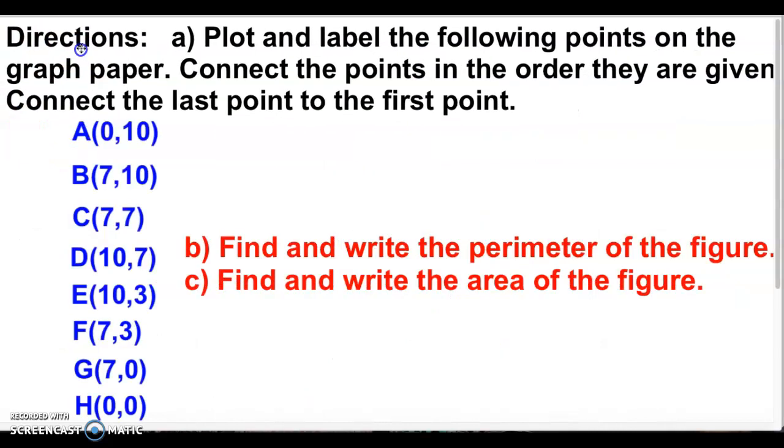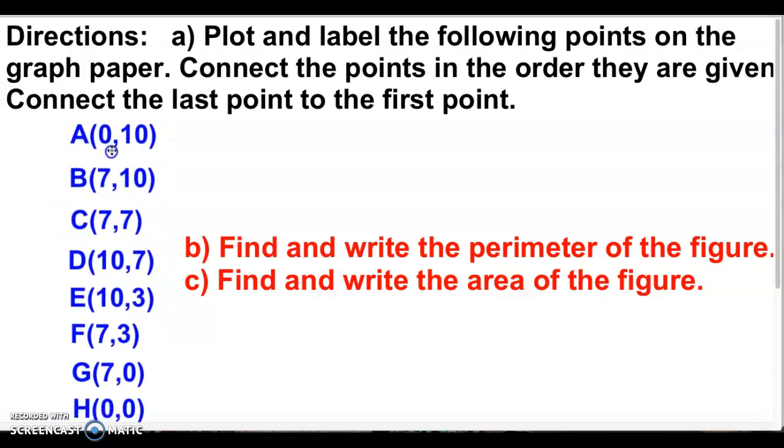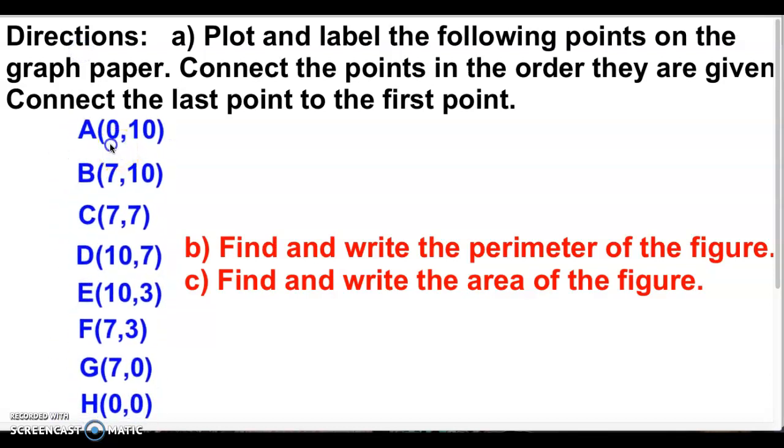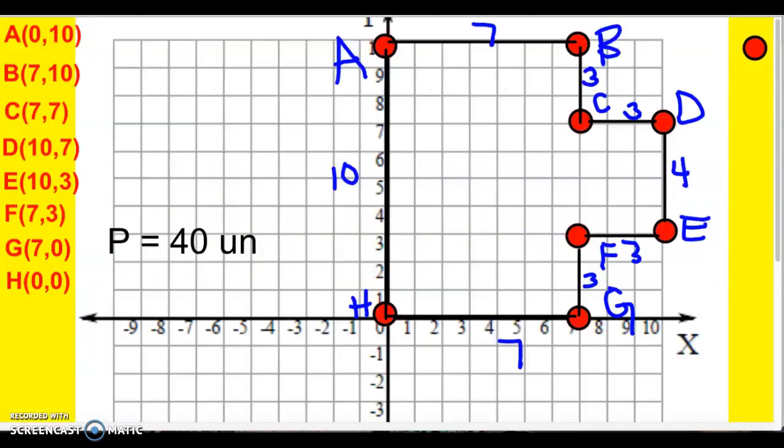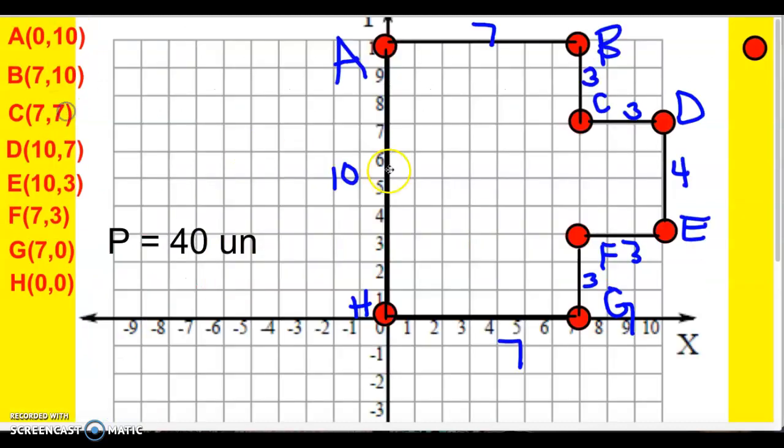Okay, I'd like you to graph and label and connect these points right here on the next piece of graph paper and find the area and perimeter. Hit pause. Okay, so here is my figure.